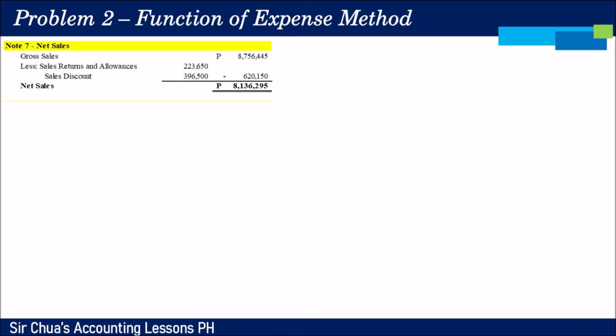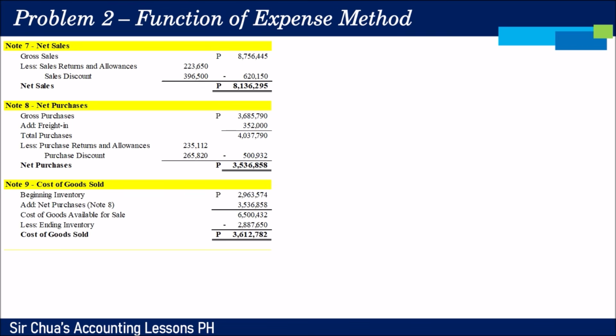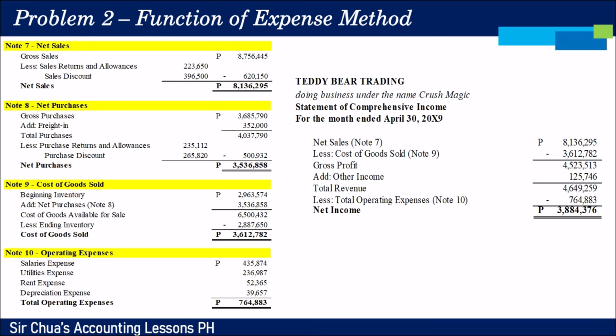Net sales, so ganun din. Gross sales minus sales returns and allowances and sales discount. Okay? And then compute also for your net purchases, which is gross purchases, add freight in, that's your total purchases, less contra purchases, that's your net purchases. And then, cost of goods sold is beginning inventory plus net purchases, which is cost of goods available for sale, less ending inventory, that's your cost of goods sold. And then, just get your total operating expenses. Pag nagawa mo na po lahat ng notes to financial statements, you are ready to prepare the income statement.